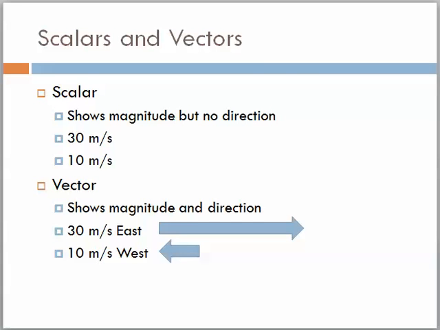I also want you to realize that vectors are a lot of times represented by an arrow. And what I've done here is the length of the arrow usually represents the magnitude. So my first arrow here is 3 times as long as the one for 10 meters per second. Why? Because it's going 3 times as fast. The arrows are pointing in opposite directions because we would say to the right is east and to the left is west in this example.